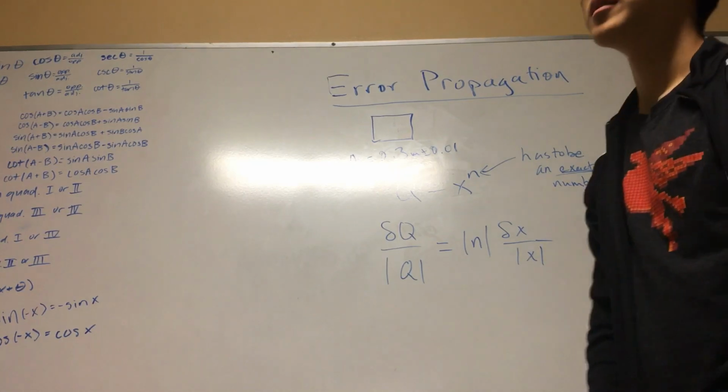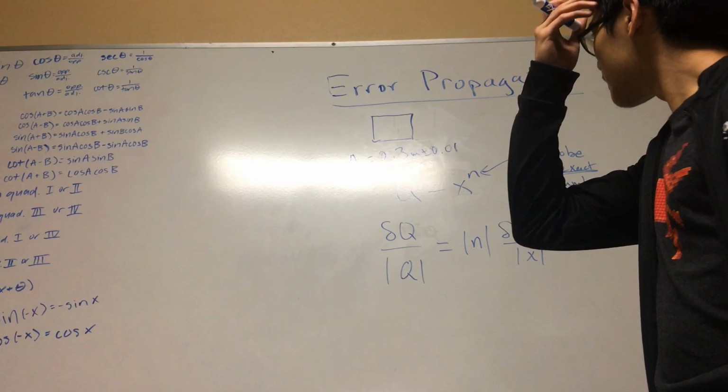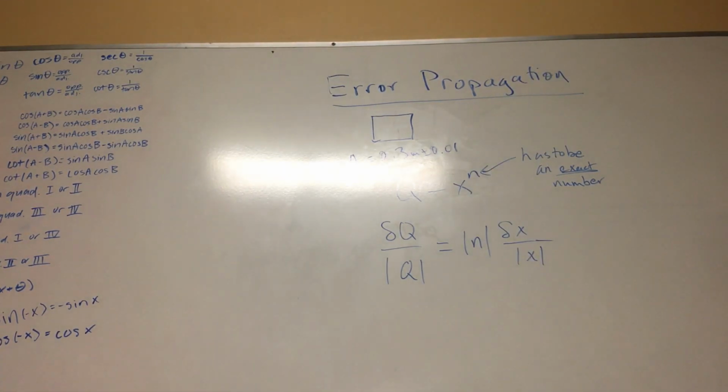What happens if n is negative? I assume since you're taking the absolute value of n, this will still work, right? Yeah, I think it'll still work.